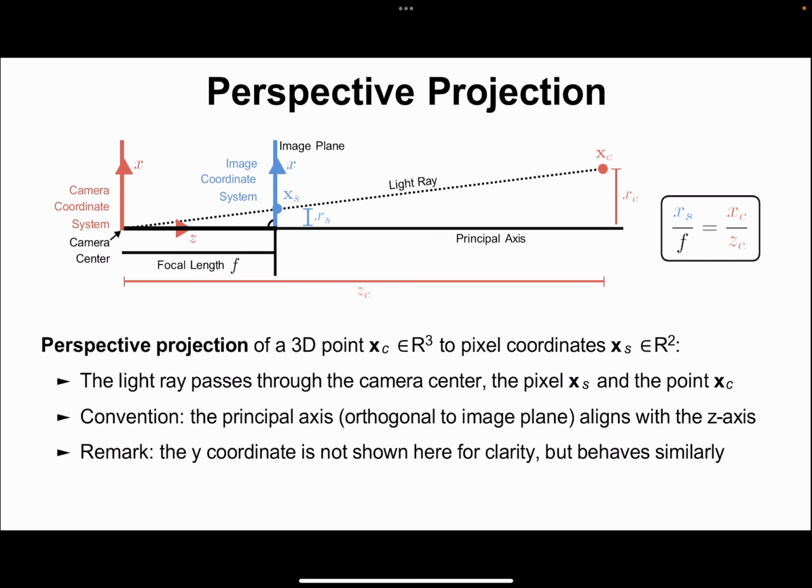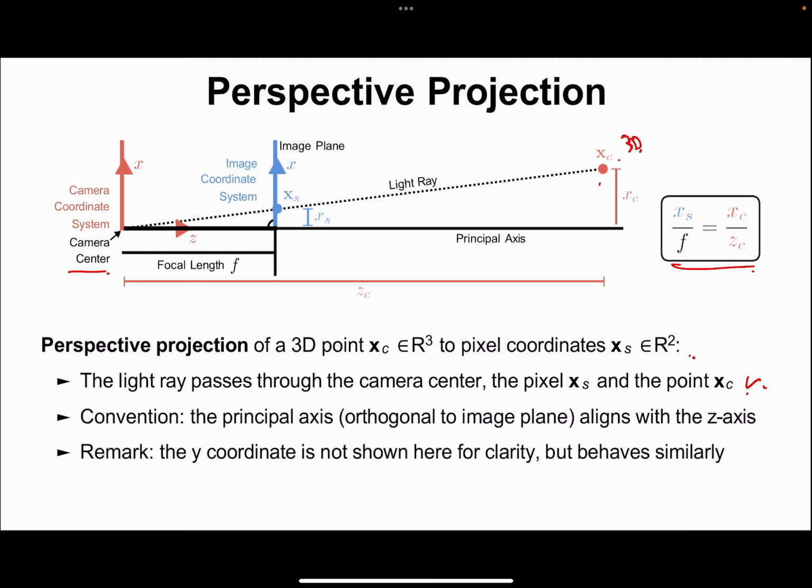And so the perspective projection of a 3D point XC to pixel coordinate, we can use triangle similarity. Let's see this one first. Light ray passes through the camera center. This is camera center, and this is XC, where C is the camera coordinate system. This is in 3D space, the camera coordinate system, the real object.